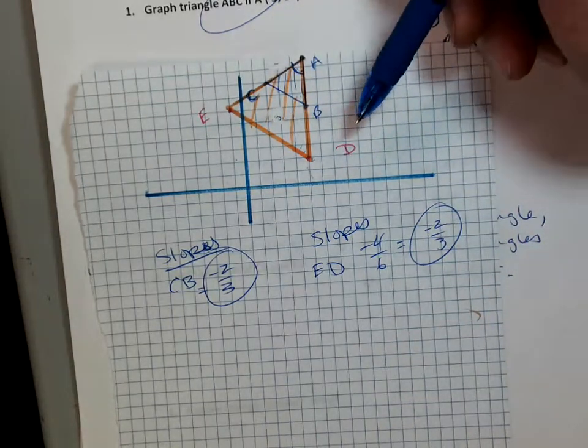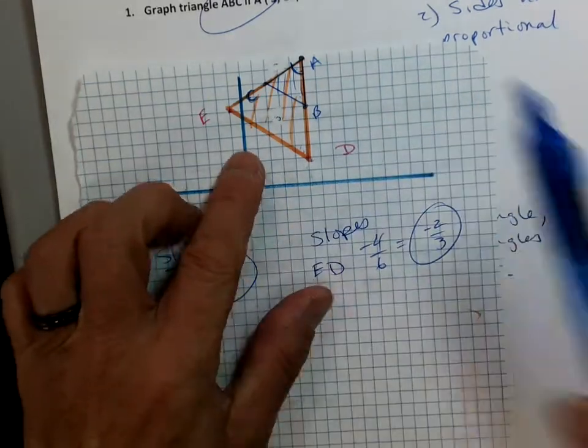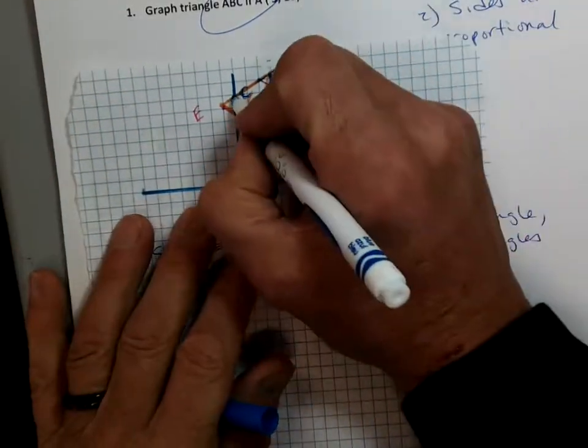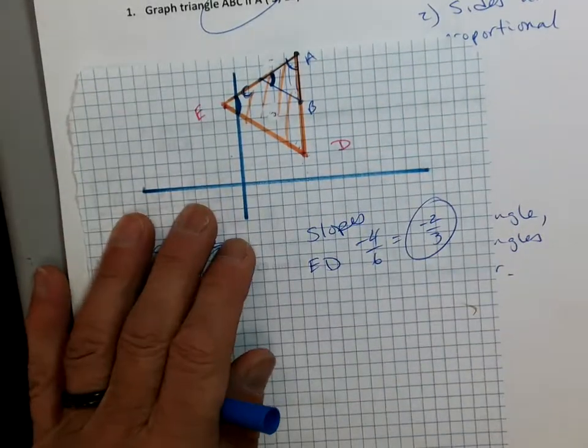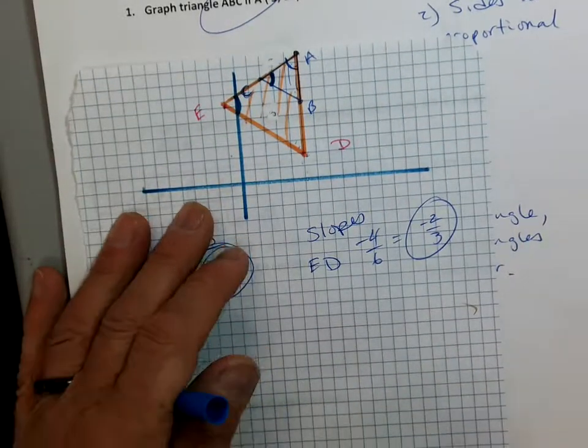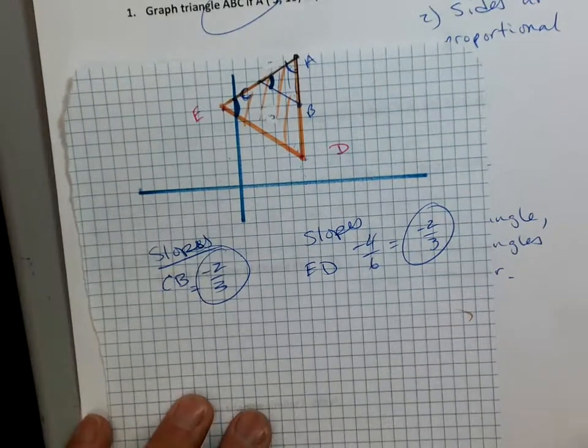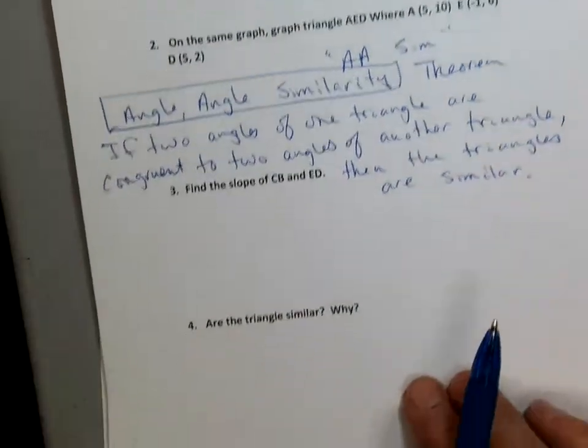One of the things we know about parallel lines is it forces this angle to be equal to this angle. They'd have to be if the slopes are the same, right? So we can say that yes, these two triangles are similar, okay? So it says, are the triangles similar? Yes.